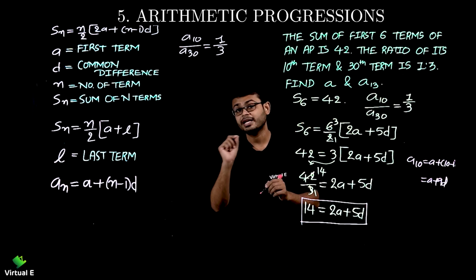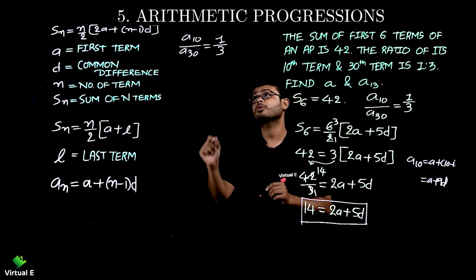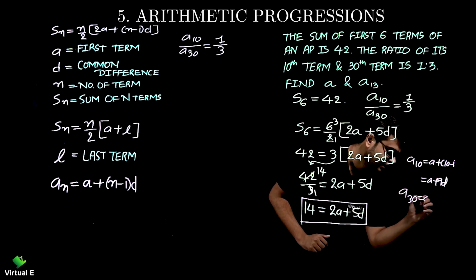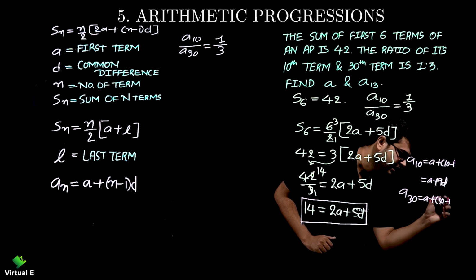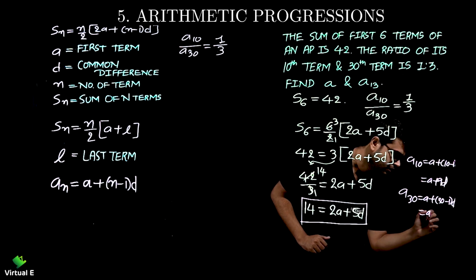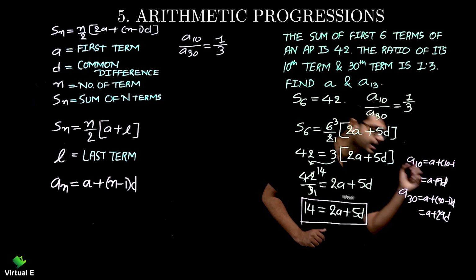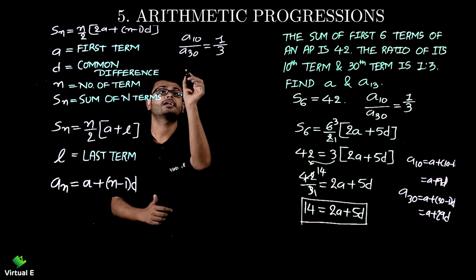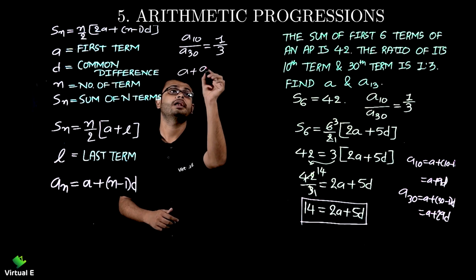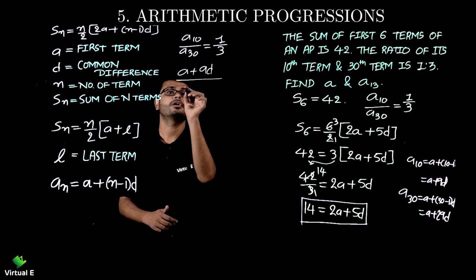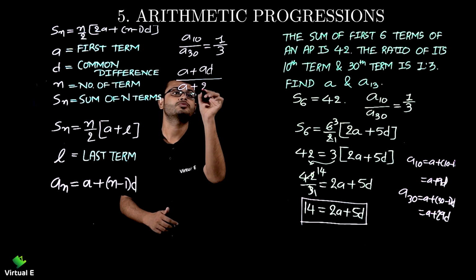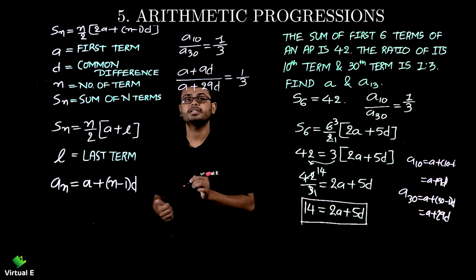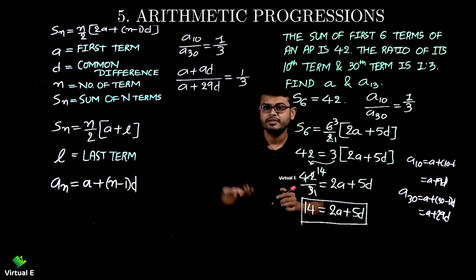Remember, you can do separate calculations. If you have doubt or you are confused, then A30 will give you a plus 30 minus 1 into d, so a plus 29d. Simple. So instead of A10, what will I write? a plus 9d over a plus 29d is equal to 1 over 3 as it is. Okay, so we know how to deal with this situation.